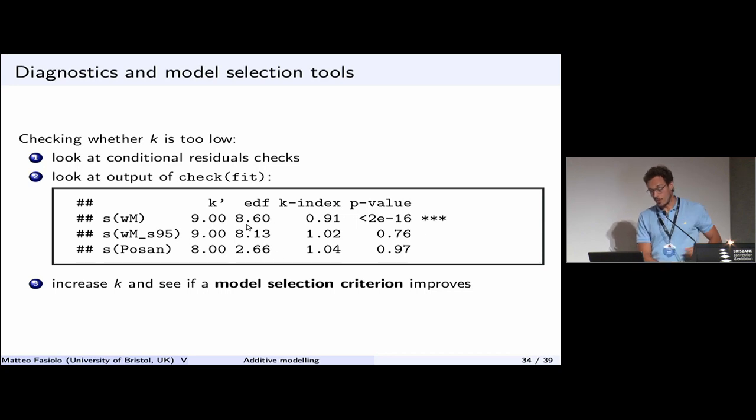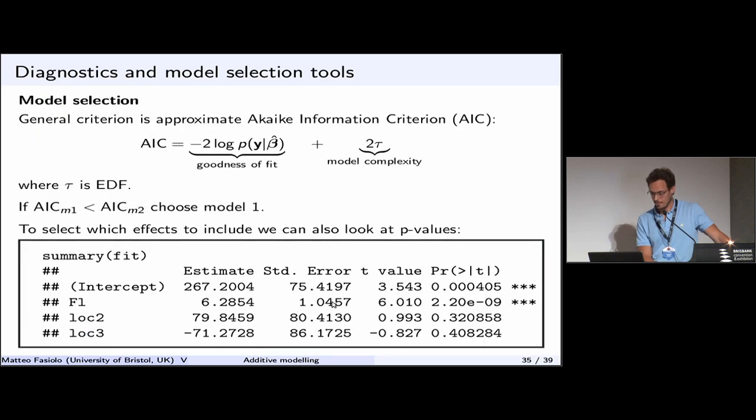And then, of course, another thing you can do is try to increase k, and then look at a model selection criterion and see whether it improves. In the exercise, I mainly use the Akaike information criterion. This is given by minus twice the log likelihood, which is the goodness of fit part of the criterion. And then you have twice EDF, the effective degrees of freedom, which penalizes model complexity. If you believe in this criterion, AIC, then if model 1 has a lower AIC than model 2, you should be inclined to choose model 1.